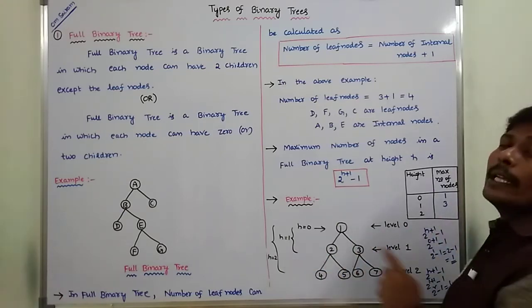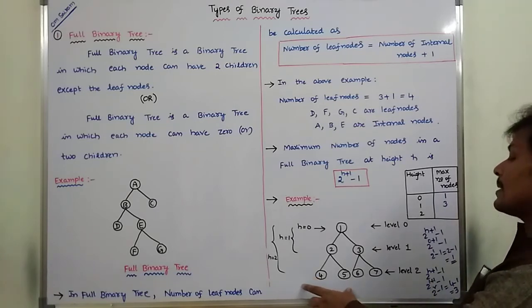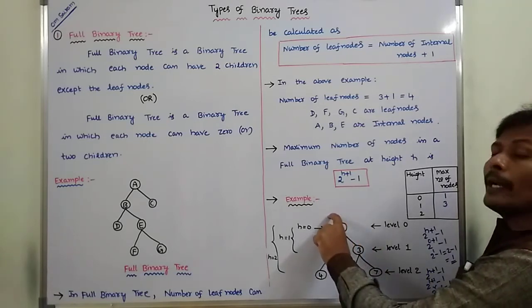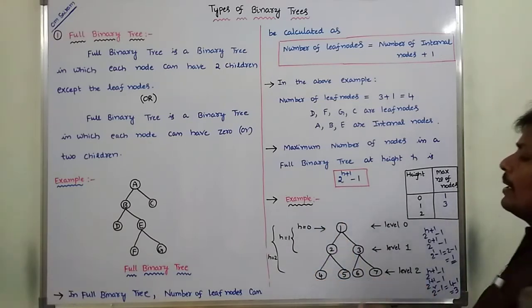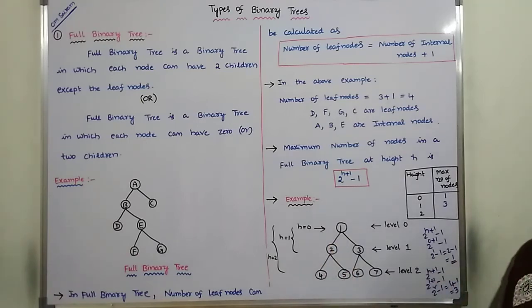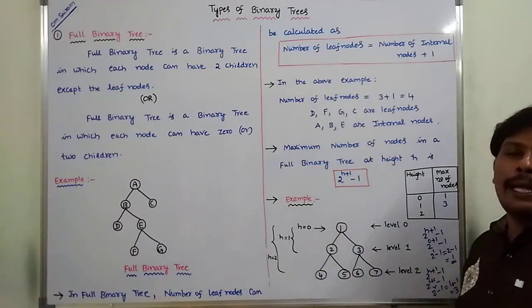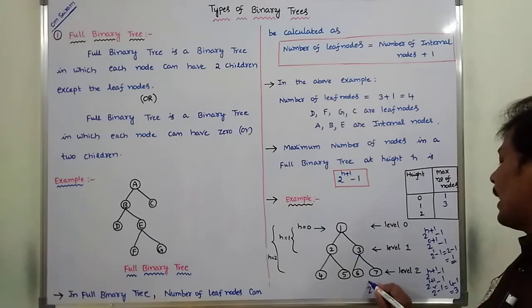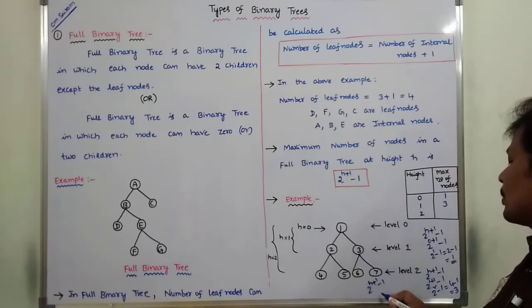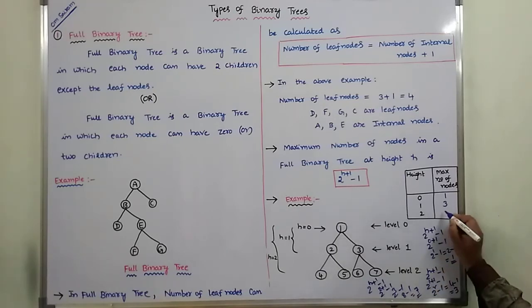Next, h is equal to 2. H is equal to 2 means, so height from root node to these nodes. Okay. So h is equal to 2 means 2 edges. 1 edge, 2 edge. How many number of nodes are there at h is equal to 2? So 2 power h plus 1 minus 1. So h is equal to 2. 2 plus 1 minus 1. 2 power 3 minus 1. So that is 8 minus 1, that is equal to 7 nodes are there.